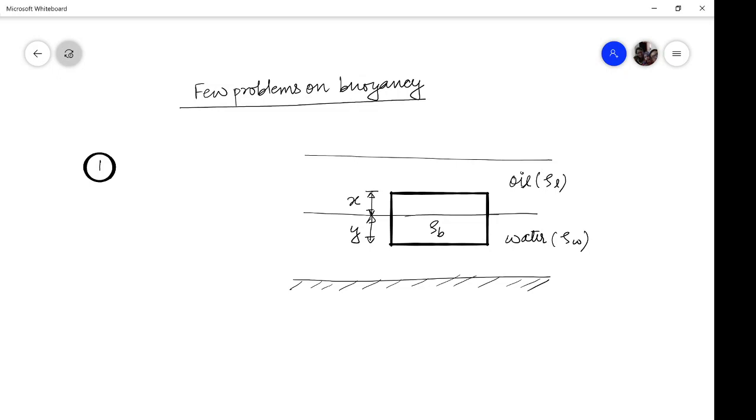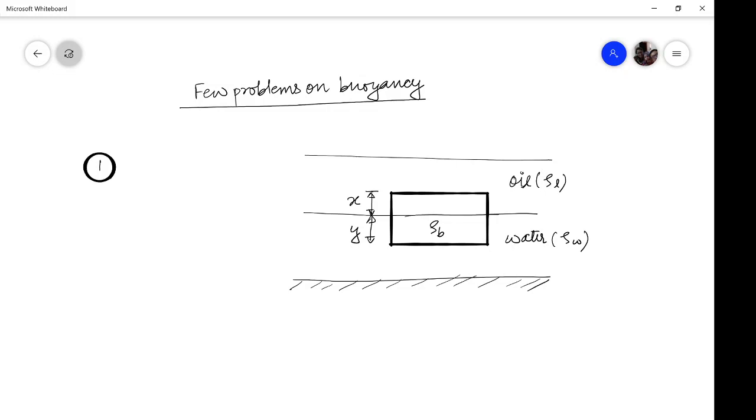In this lecture I will tell you how to solve a few problems on buoyancy. This is the first problem. You have a metallic block having density rho m, floating at the interface of oil and water. The density of oil is rho o and the density of water is rho w. What is the ratio x by y for the condition prevailing here?